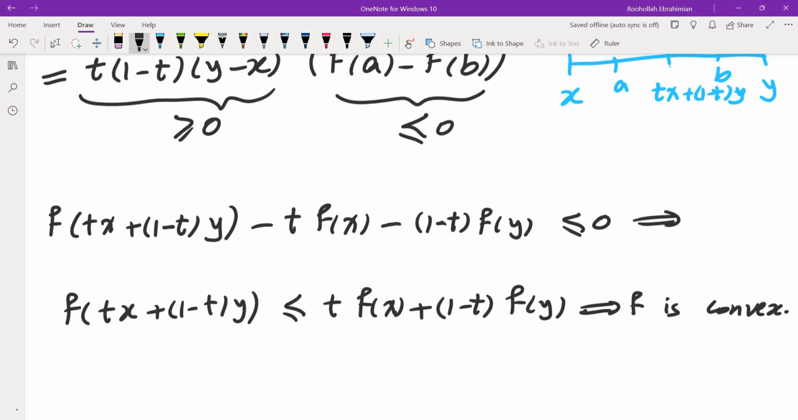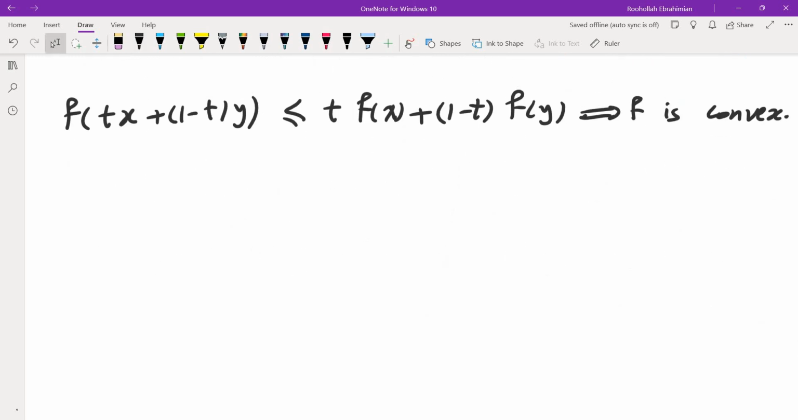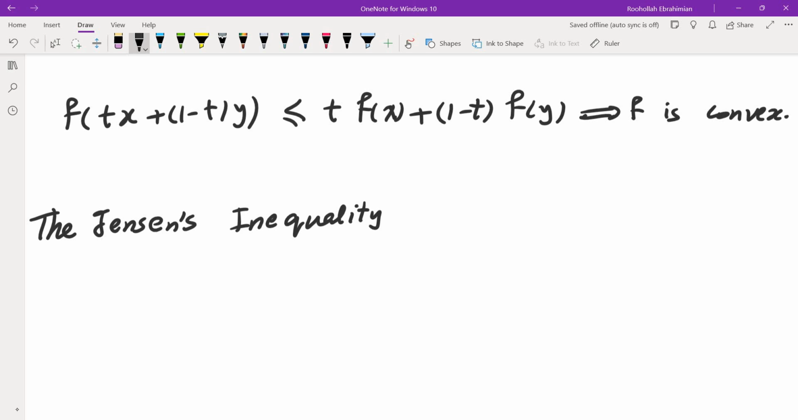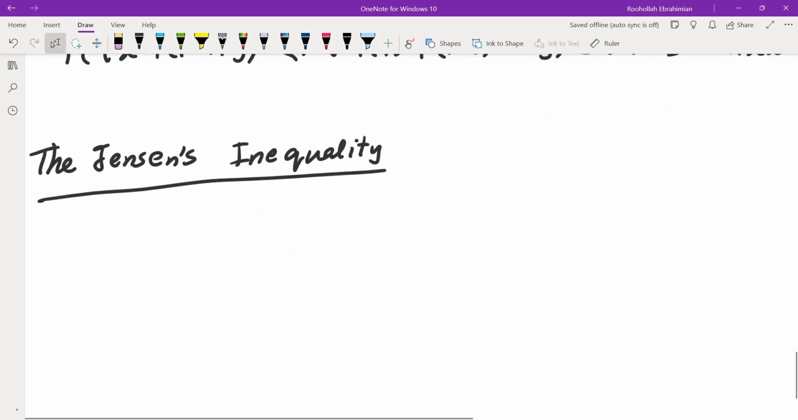Now that we understand convex functions and we have a couple of examples, let's look at Jensen's inequality. We're going to prove Jensen's inequality by induction. So let me first write down what it was.